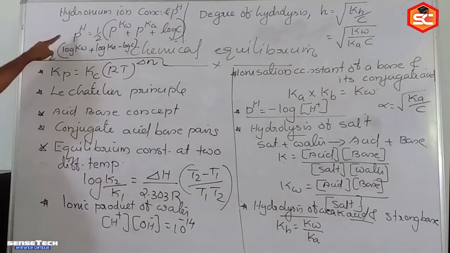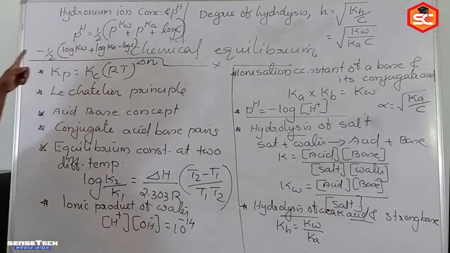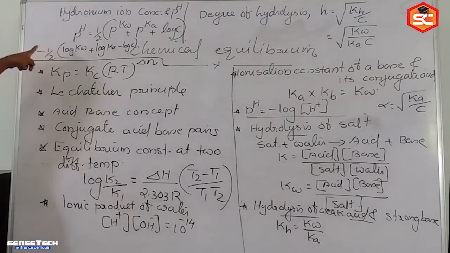In that case also we can calculate pH. So pH is equal to half into pKw minus pKb minus log C. We can write the equation in this format, with the full minus taken outside.